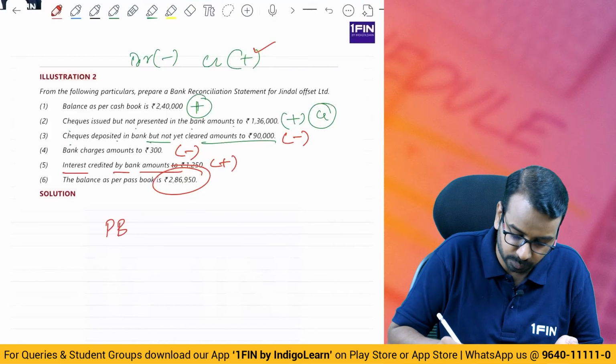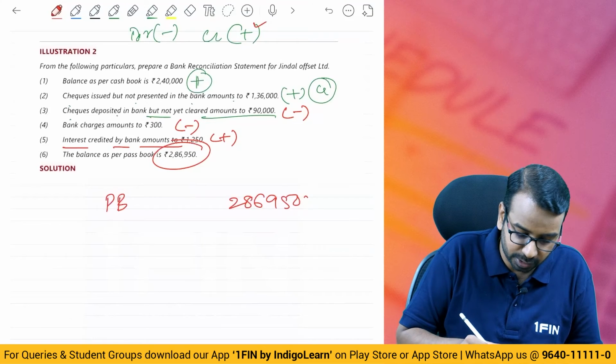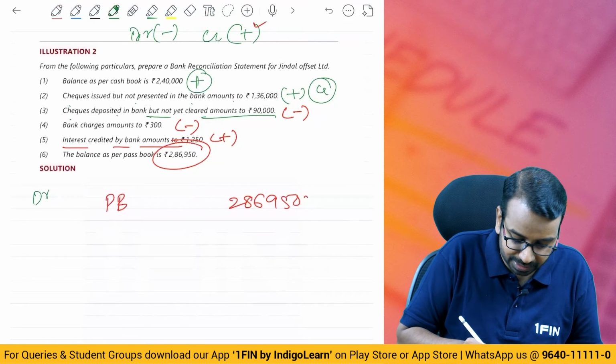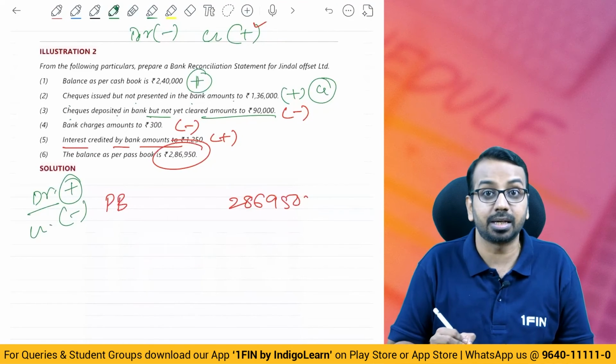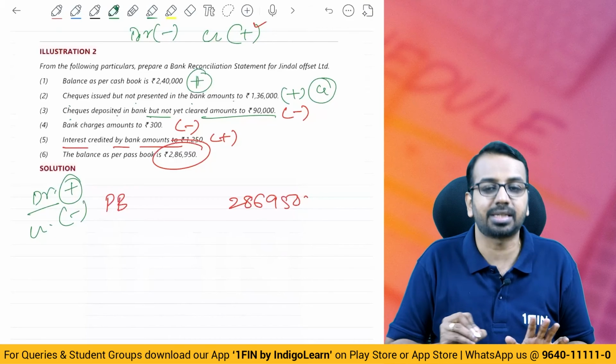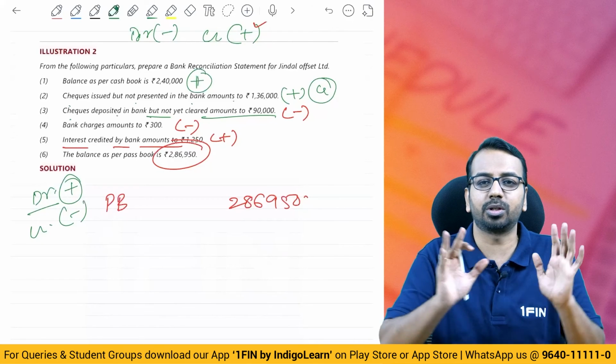Sir, what if we start from the passbook? If you start from the passbook, 286,950, exactly opposite. If you are starting with the passbook, whatever is debited by one party only, add. Whatever is credited by one party only, less. So what if it is an overdraft? Just convert the sign, and that will be more than sufficient for you.